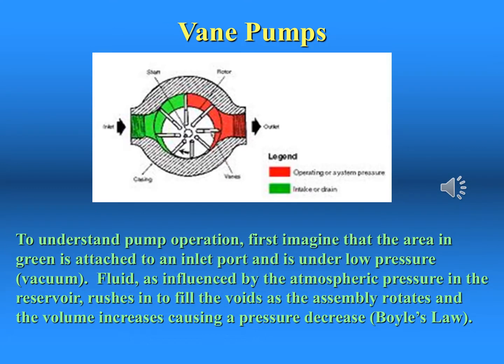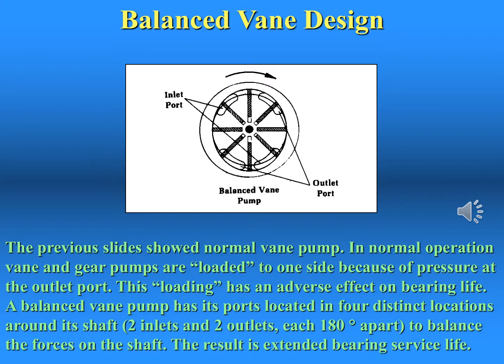Notice that as the rotor and vanes move, an increasing volume is exposed to low pressure up to about 180 degrees of rotation. After 180 degrees of rotation, the spaces get smaller and the oil is forced out into the system. First, notice that in this picture the cam ring is elliptical.